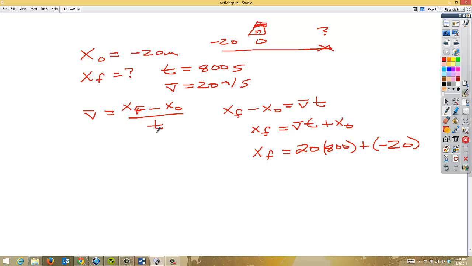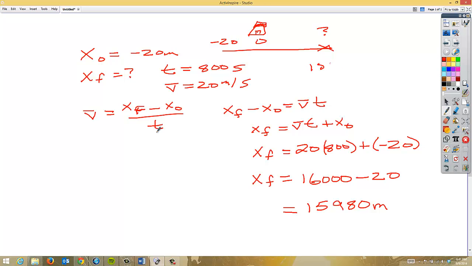So here our XO is negative 20. So let's find out what our final position would be. Here we've got XF is equal to, we take 800 times 20, and you should end up with 16,000. So go ahead and plug that in. Minus 20. And if I take 16,000 and I subtract 20, I should end up with the right answer. And that answer is 15,980 meters.